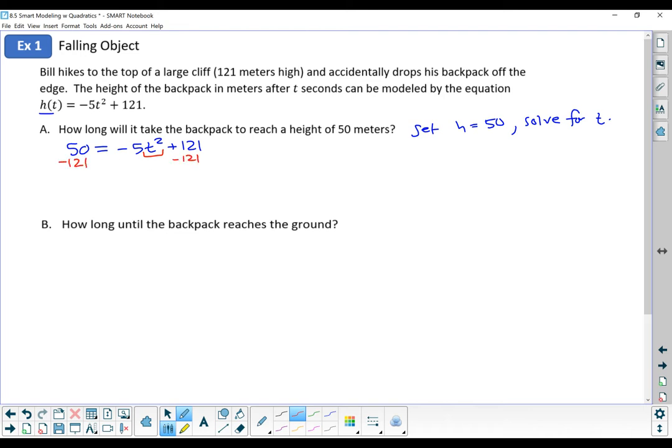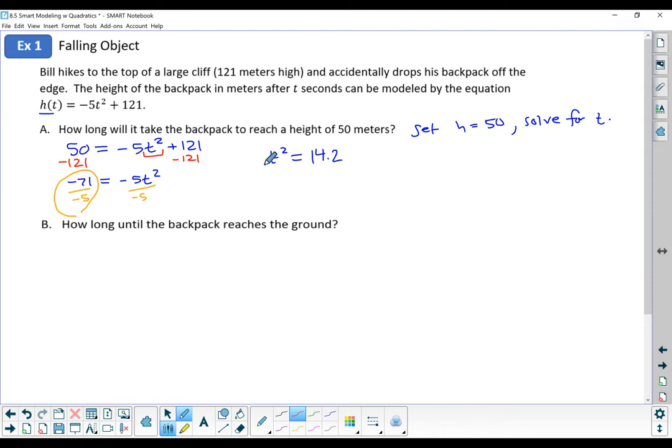So I'm going to subtract 121 to get negative 71 equals negative 5t squared. Then we're going to divide both sides of our equation by negative 5. So that gives me t squared is equal to negative 71 divided by negative 5. If I do that in my calculator, I get 14.2. Got a little extra decimal point there.